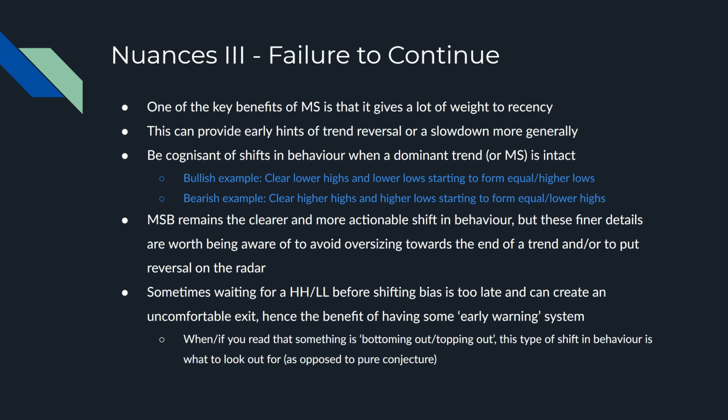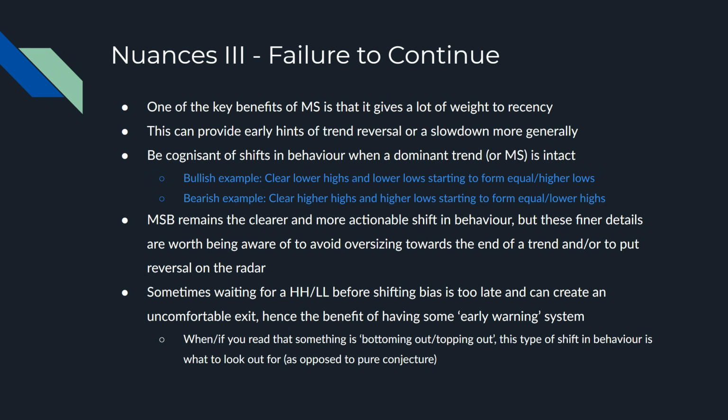So a bullish example, or a sign of bullishness slowly emerging, is when you've got clear lower highs and lower lows, right? Except those lower lows then start to form equal or higher lows. So again, bullish market structure needs a higher high, but if it starts moving from lower low to equal or higher low, it's not bullish per se, but it's less bearish, right? And that information itself, the twisting of the dial more gradually, is still useful.